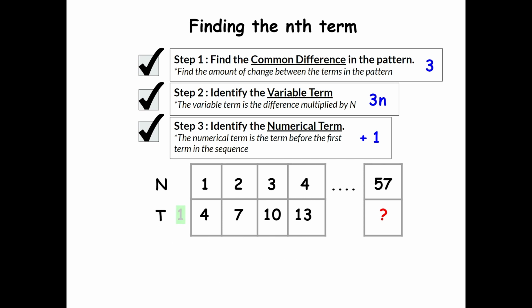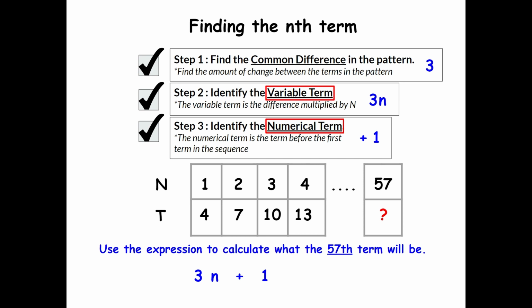So now, by taking the variable term, 3n, and placing it next to the numerical term, plus 1, we've just created the expression for the nth term of this arithmetic sequence. And this means that we can use this expression to calculate what the 57th term will be.